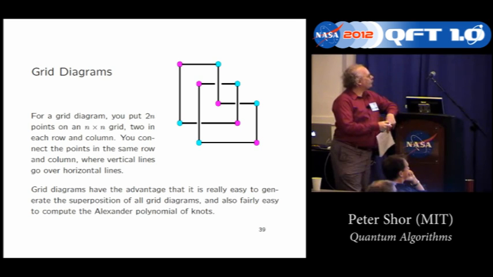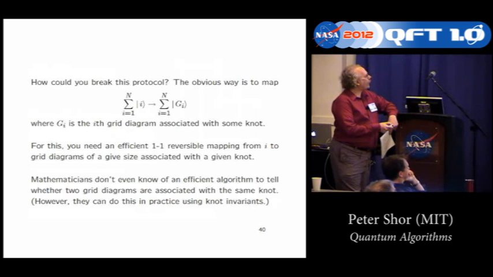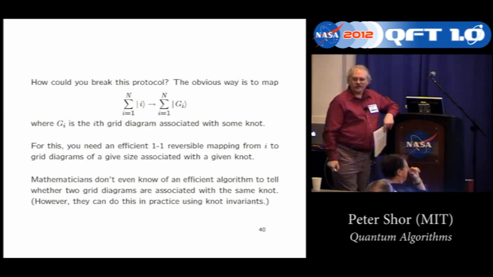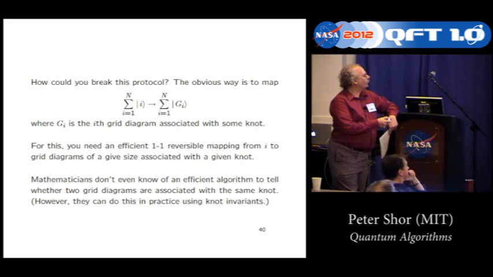It's easy, given this, to compute the Alexander polynomial. And it's also easy to create the uniform superposition over all things like this. It's just creating the uniform superposition over all pairs of non-intersecting permutations.